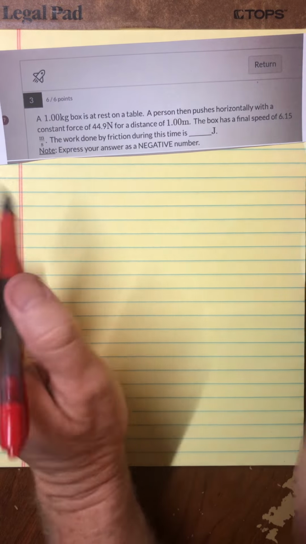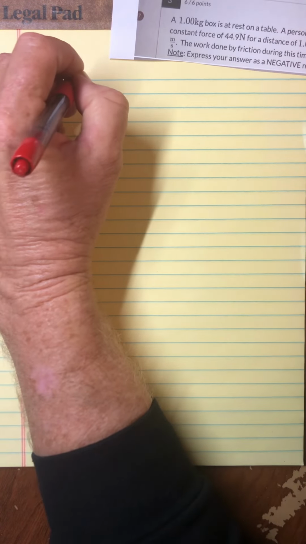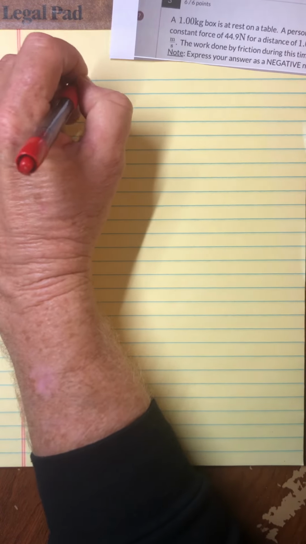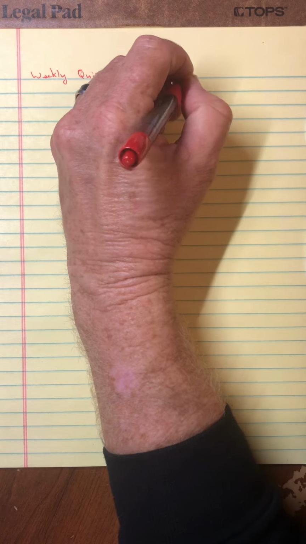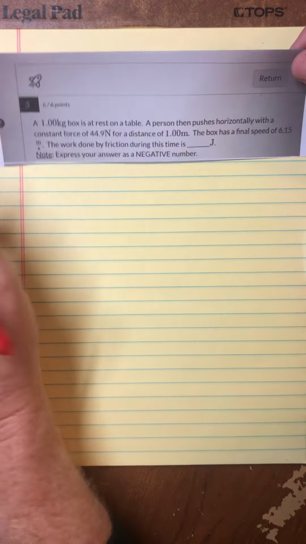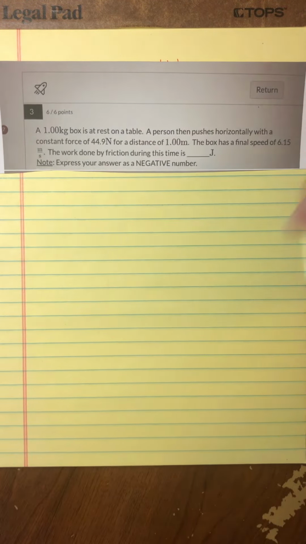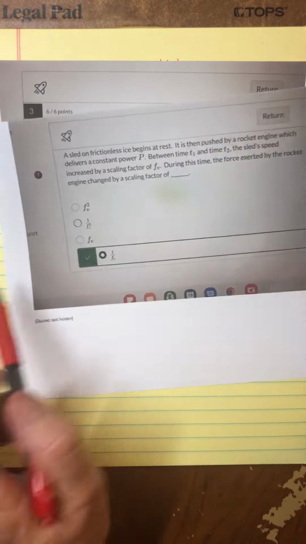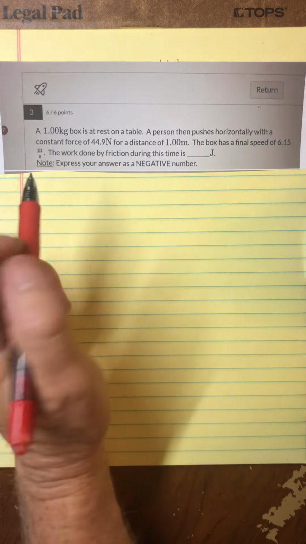So let me start. I think this is number 3. So what should I call this? Weekly quiz number 3. I guess this would be on energy, maybe work energy. All right, well, I'll start there because there was one on number 3, one on number 5, and the one I'm not sure about doesn't seem to have a number here, but this one here. So I'll do those 3, and I'll break them up into 3 sections.